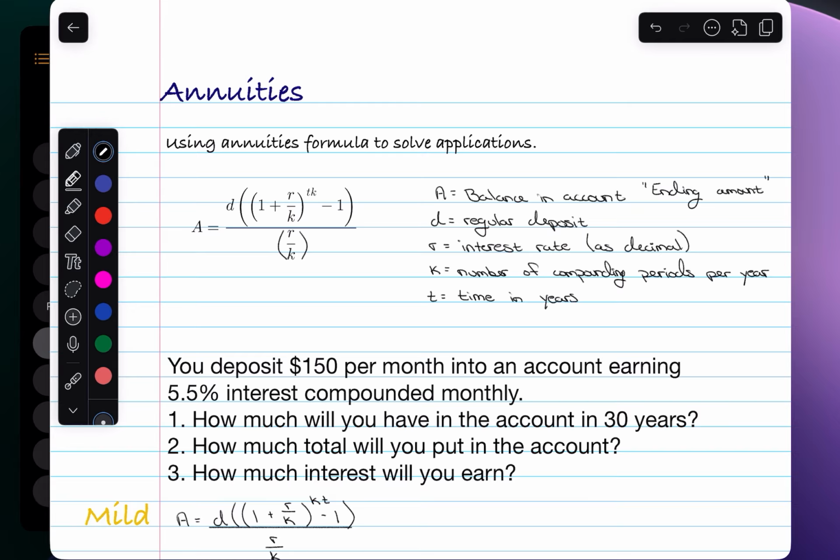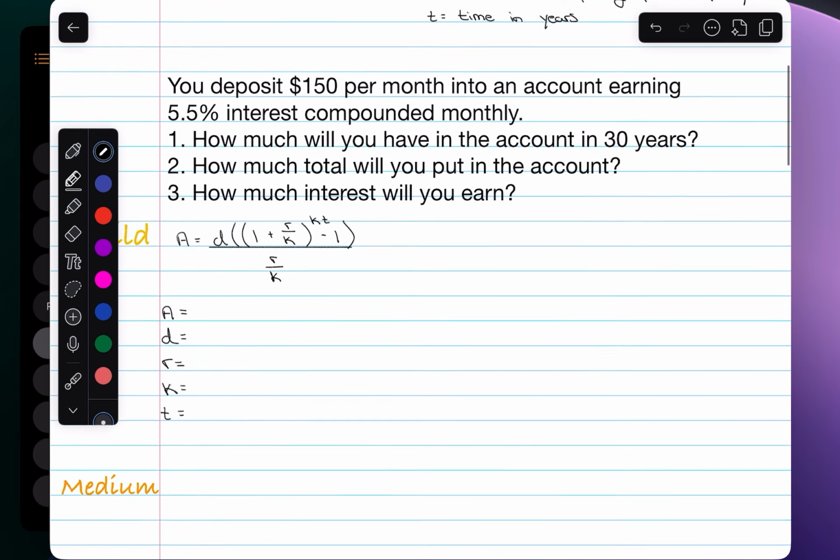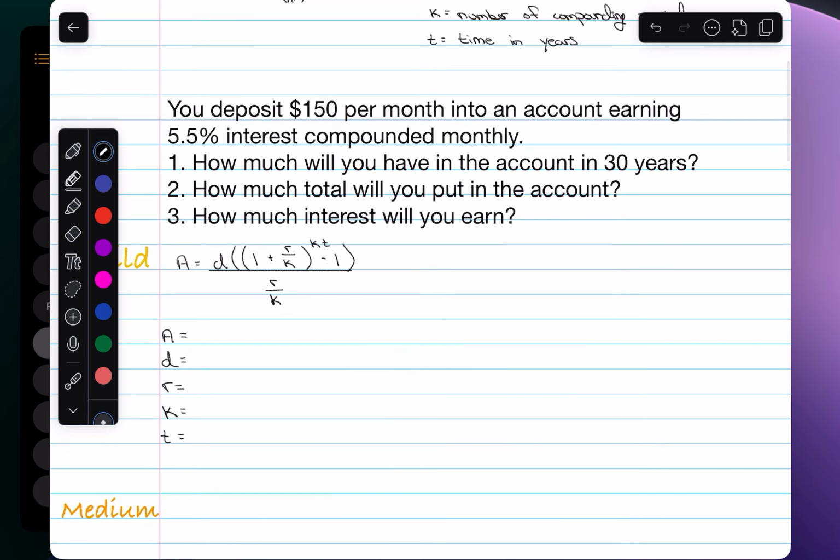So let's take a look at an example. These are all fairly mild examples, and I'm going to show you a routine that you can get yourself into to help you. So our question is, you deposit 150 per month into an account earning 5.5% interest compounded monthly. Question 1, how much will you have in the account after 30 years? How much total will you put in the account? And how much interest will you earn? So we're going to answer all three of those questions.